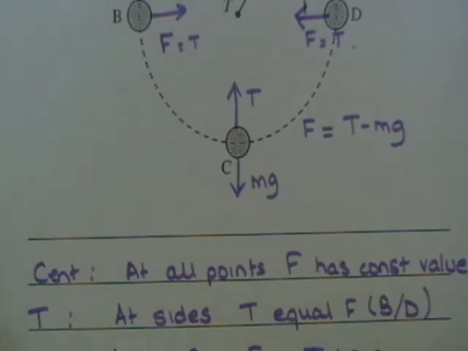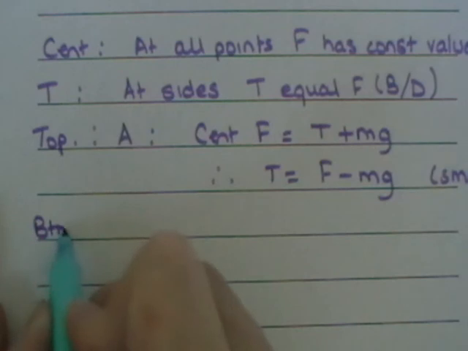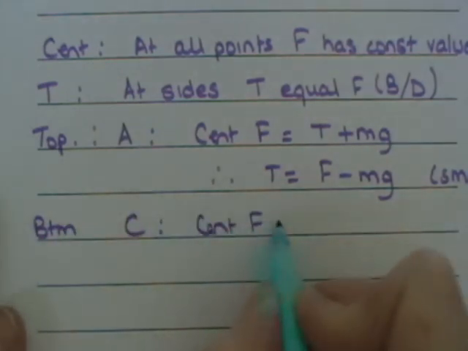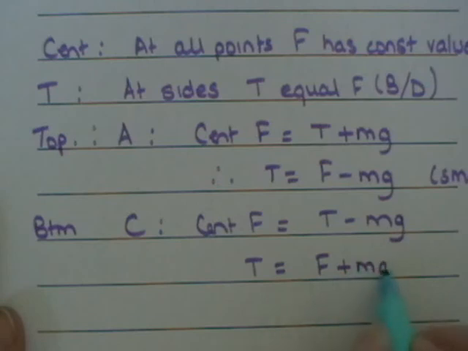So T is small because it's the size of the centripetal force take away the weight of the object. But at the bottom, and that's at point C, centripetal force F is equal to T minus mg. So therefore T is equal to F plus mg. So that's large. Now you're going to write that properly in proper sentences. So that's a minimum, small, and that's the maximum force.